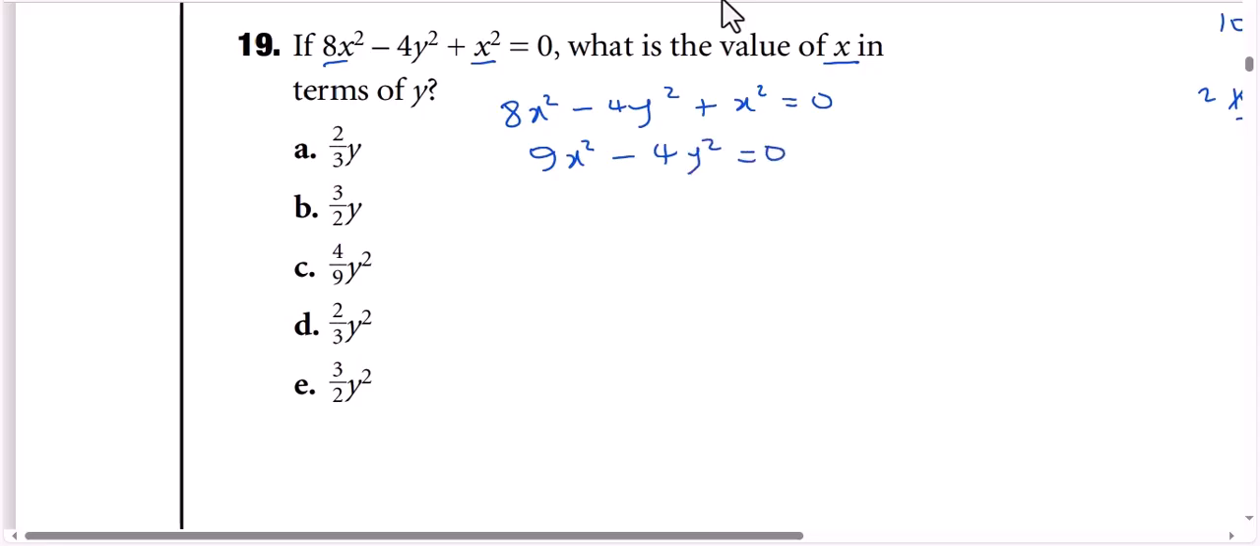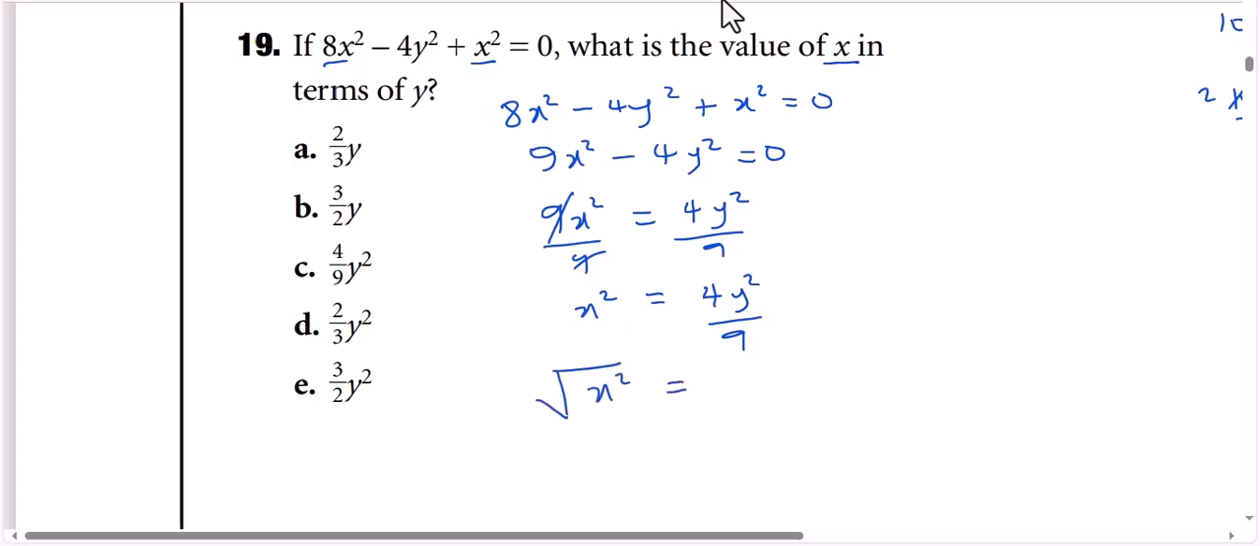I can take this to the other side, so that I have 9x squared is equal to 4y squared. Because it's crossing the equality sign, it becomes positive. At this very point, we can divide both sides by 9 so that x squared can stand alone. So dividing both sides by 9, the 9 here will cancel out, so I have x squared is equal to 4y squared over 9. Now because we still have a square here, we can take the square root of both sides. So the square root of x squared, and then the square root of 4y squared over 9.